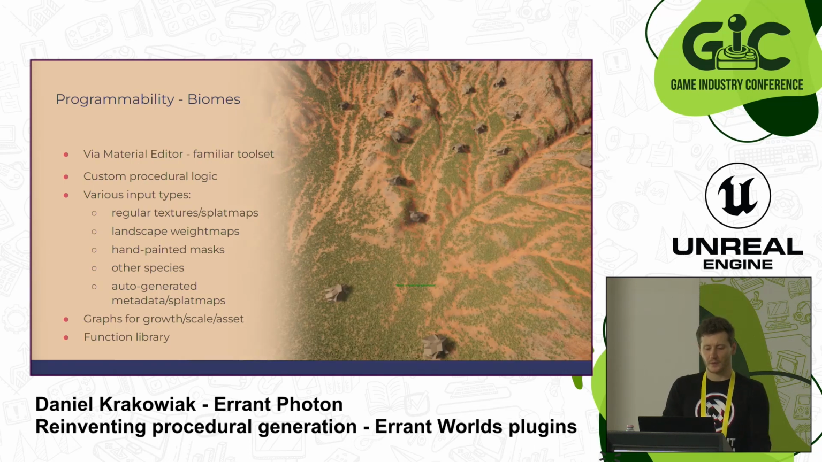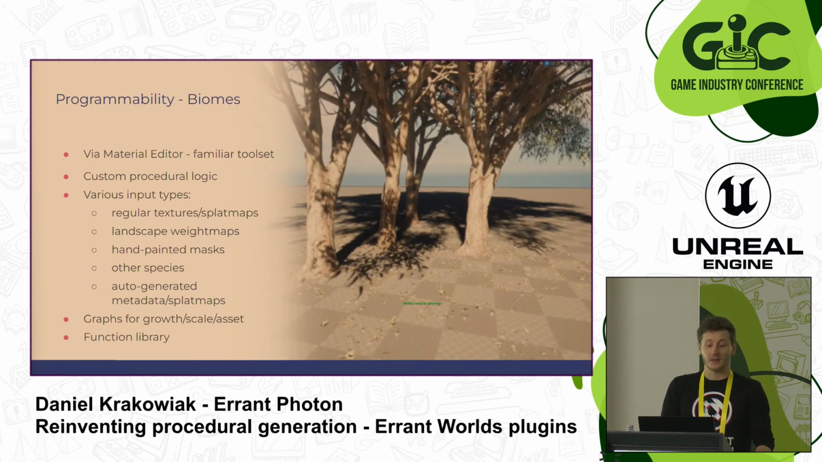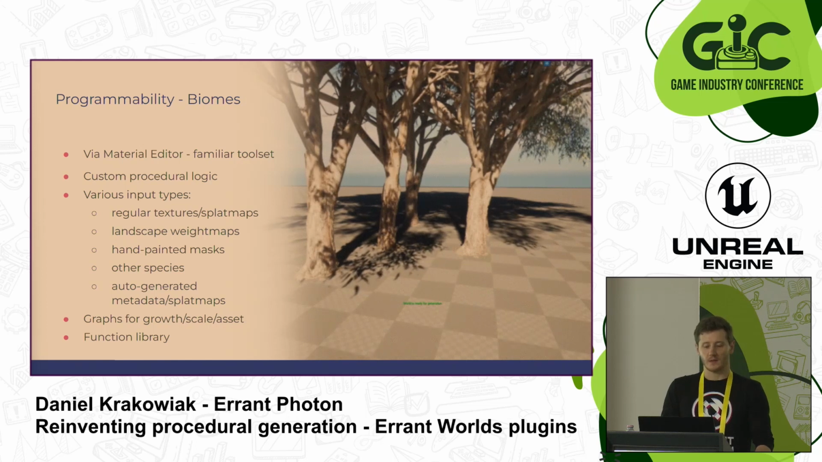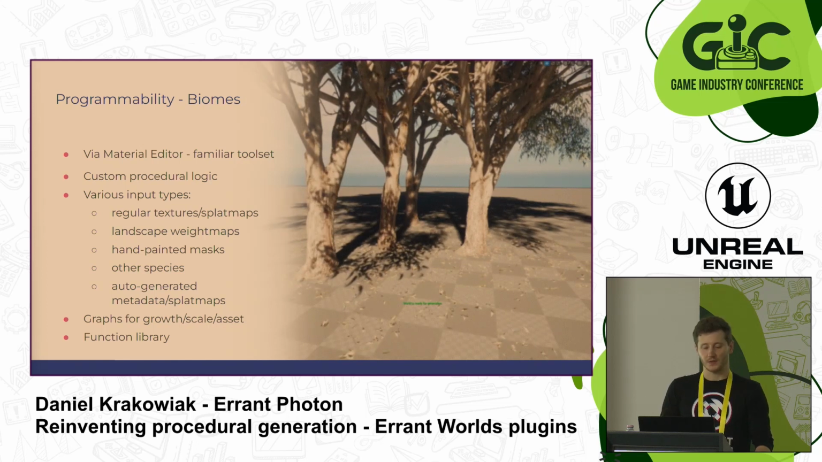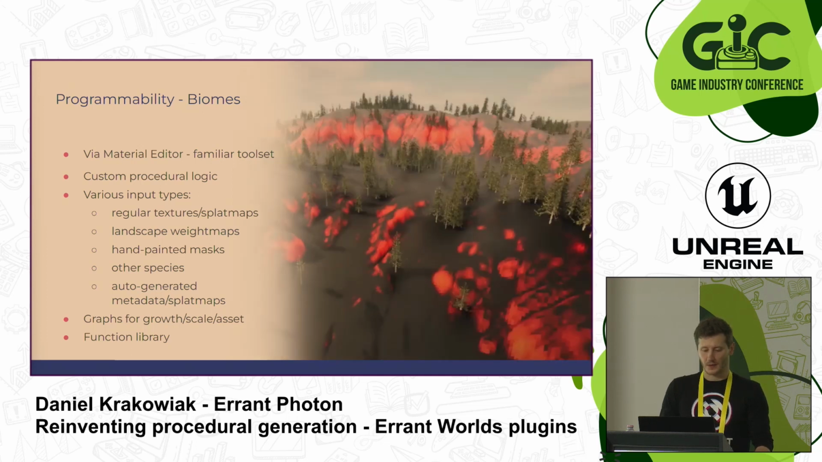Here's an example of spawning based on landscape weight map. So we are spawning grass where the grass weight map is. Here is an example of interspecies dependencies. So leaves are a separate species and they spawn under the trees, where the trees are. And here is the visualization of the metadata. So the red parts are the slope, and you may pick to spawn something based on slope and noise and weight maps, and mix it all together.